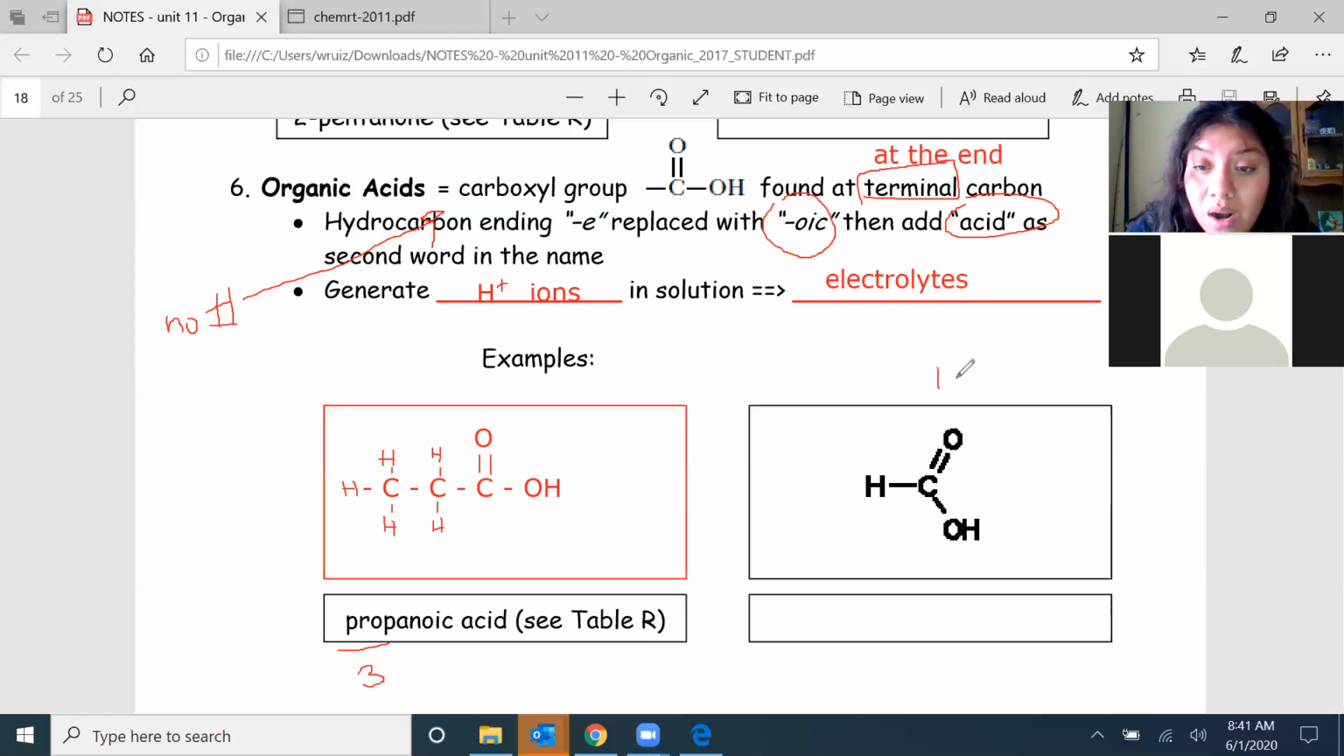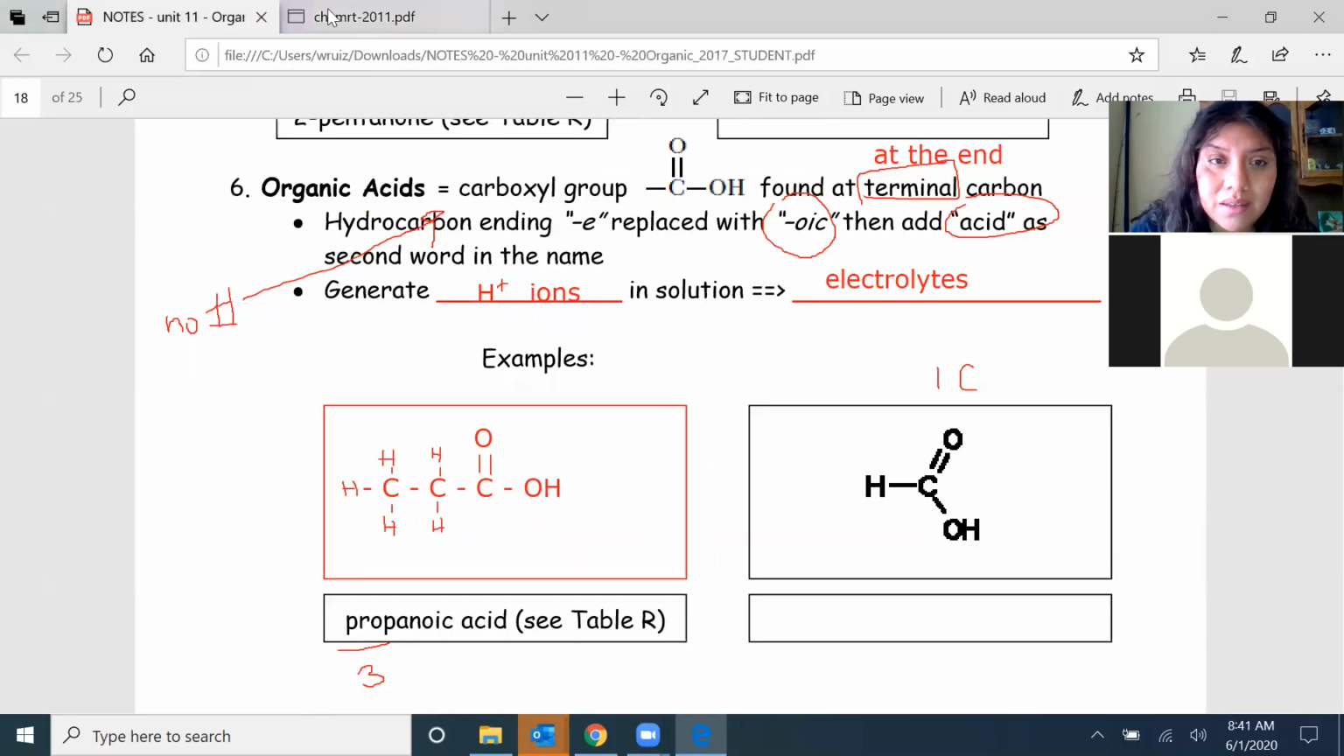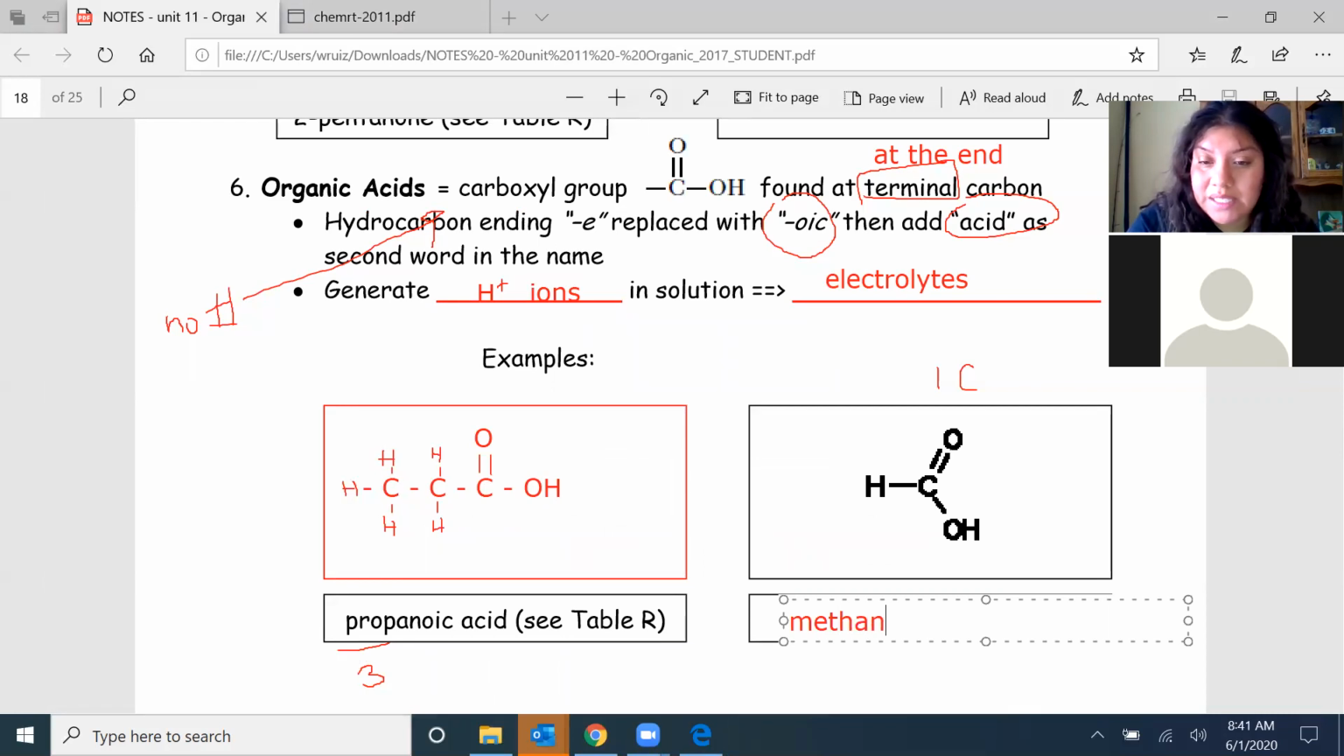The next one, there's only 1 carbon in the picture, right? The prefix for 1 is meth. Remember, if we're just talking about regular, 1 carbon would be called methane. But you get rid of the E. The directions say get rid of the E, that's why I'm backspacing, and you replace it with oic. So methanoic, and then you add acid. And there it is.